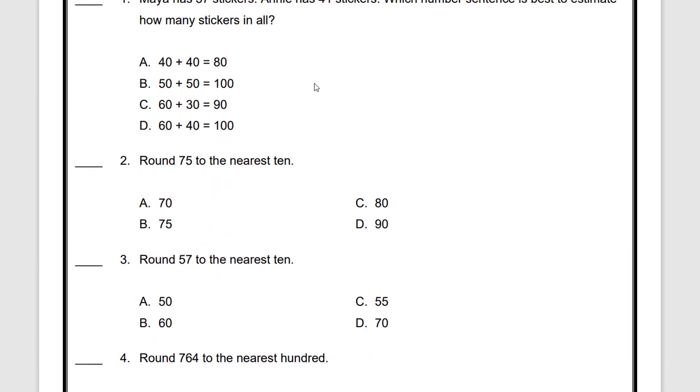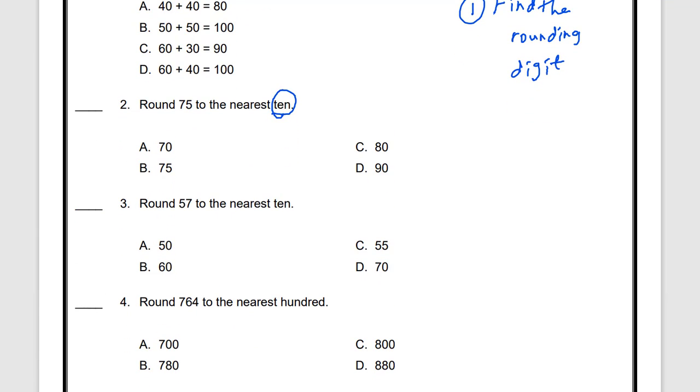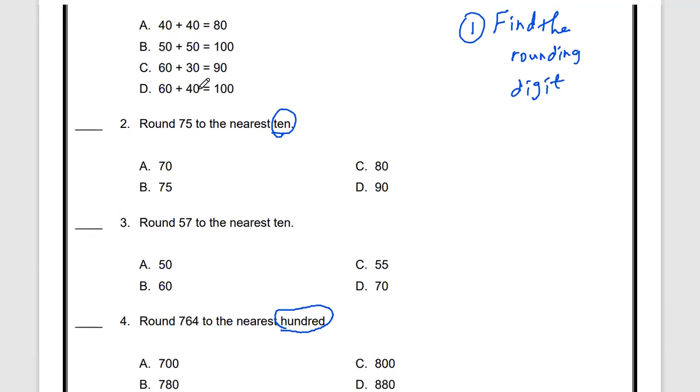I will start with the first idea here, which is rounding numbers. Okay, so let's summarize how to round numbers. The first step, find the rounding digit. This is the first step, and this is very important. Sometimes it's to the nearest 10, and sometimes it is to the nearest 100, like this one. Okay, so this is the first step, finding the rounding digit.